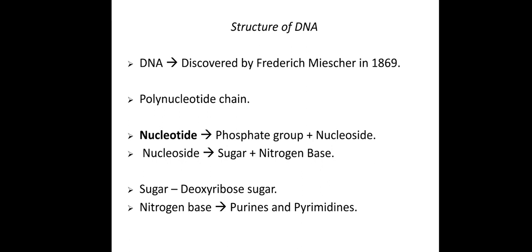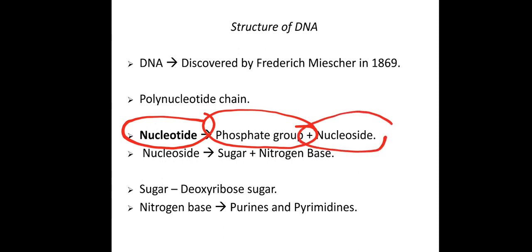It is now known that DNA has a polynucleotide chain. Poly means many. When many nucleotides are polymerized, it gives rise to a DNA molecule. So when I say polynucleotide, it means there are many nucleotides, isn't it? So what is a nucleotide? Each nucleotide is formed of a phosphate group, H3PO4, and a nucleoside. So nucleoside and phosphate group together form a nucleotide.